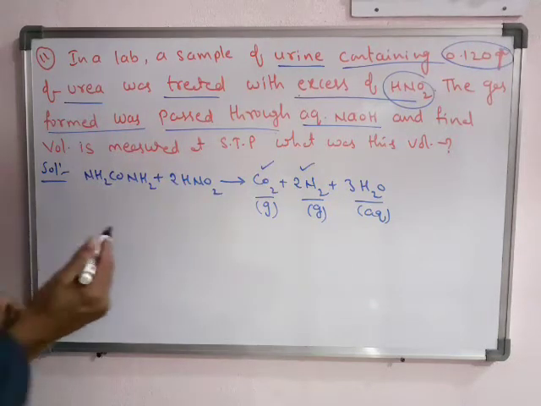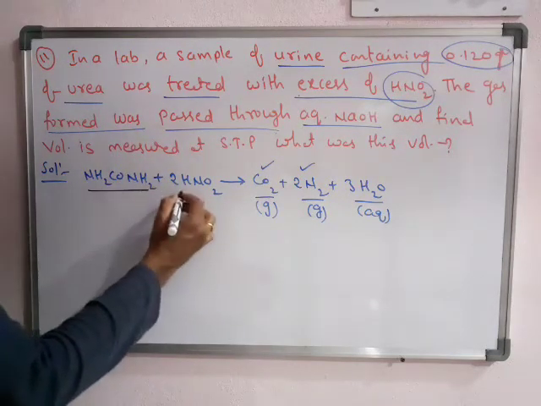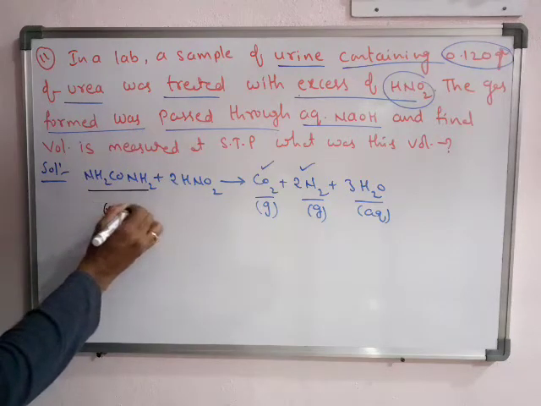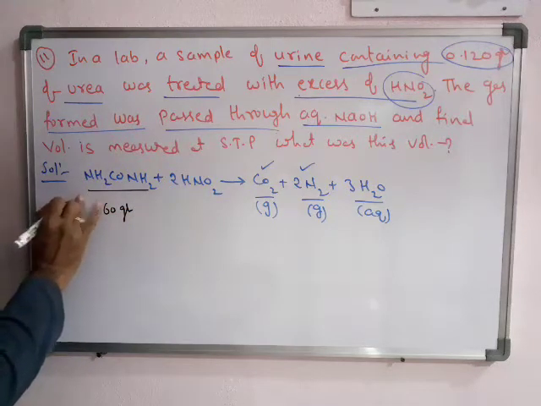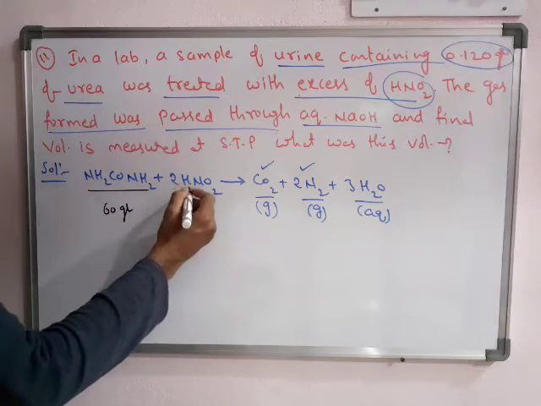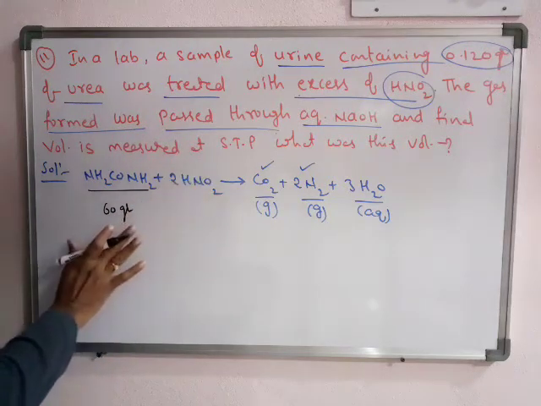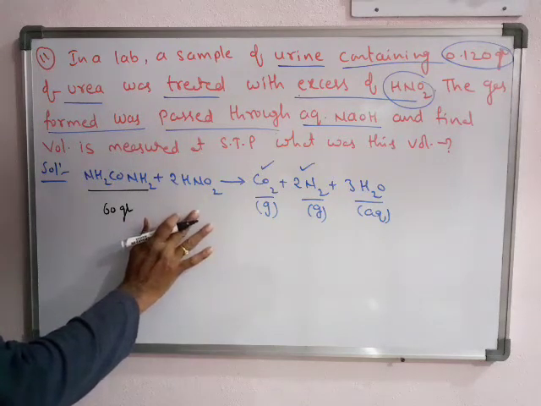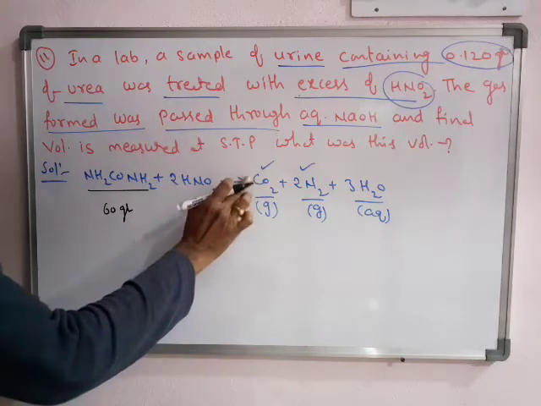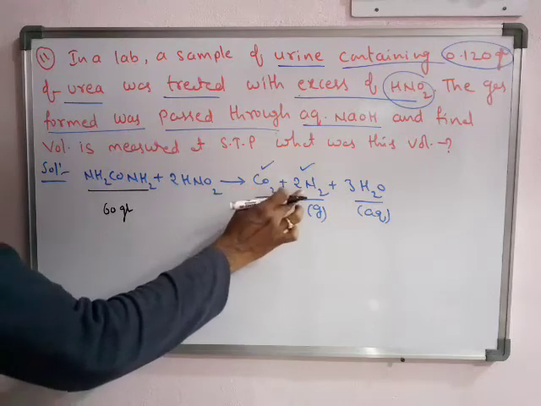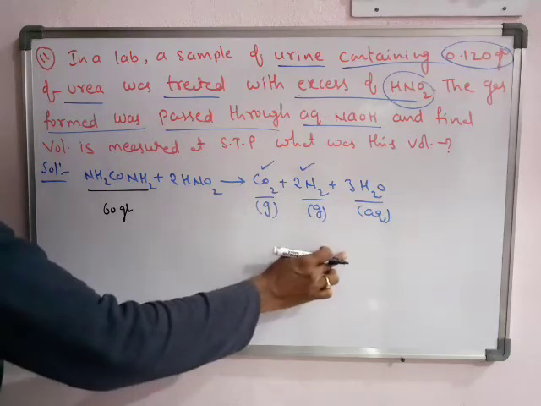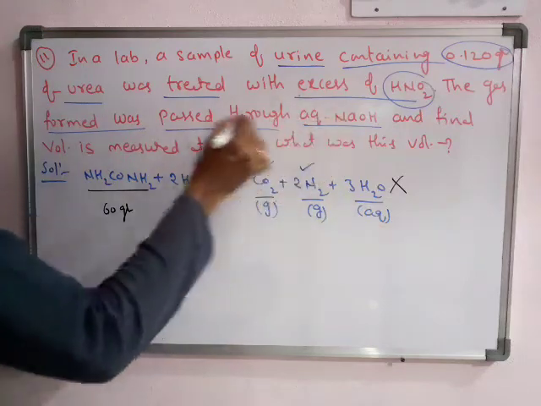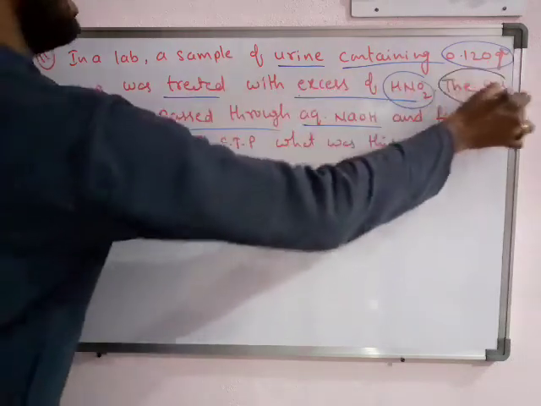So here the problem is urea treated. What is the molecular weight of urea? Here 60 grams. Its molecular weight is 60. Urea is in excess amount, no need to consider this. 60 grams of urea treated with 2 moles of nitrous acid. There is a formation of 1 mole carbon dioxide, 2 moles of nitrogen gas, 3 moles of water, and there is no need to consider the water because the discussion is totally about the gas released.